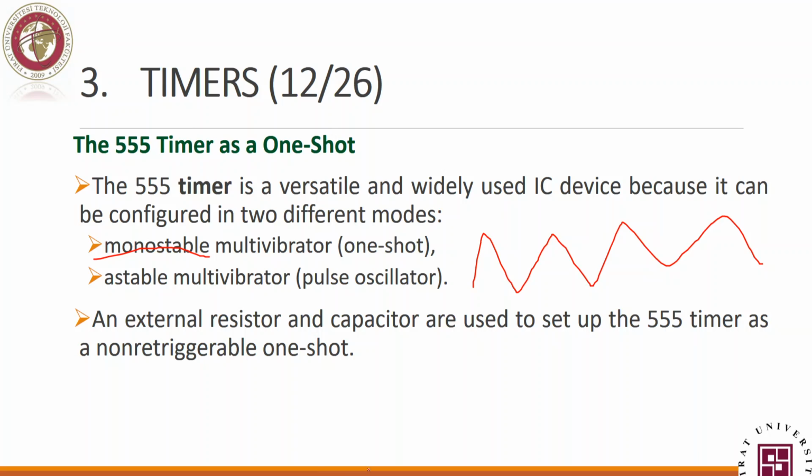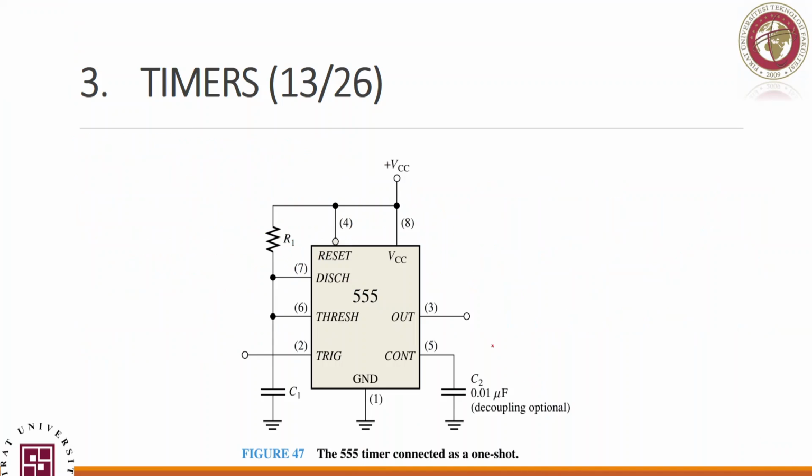How do we have these two? We have the same chip, 555. It's a chip. If we connect R and C based on a certain configuration, we will get either a monostable one-shot or a pulse oscillator, or astable. So it depends on the configuration of R and C.